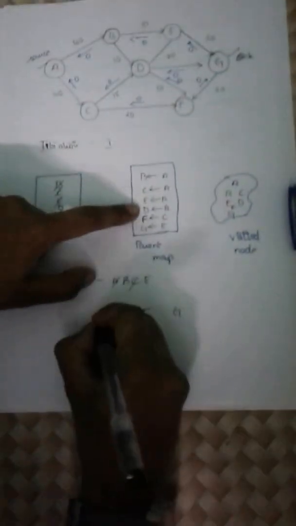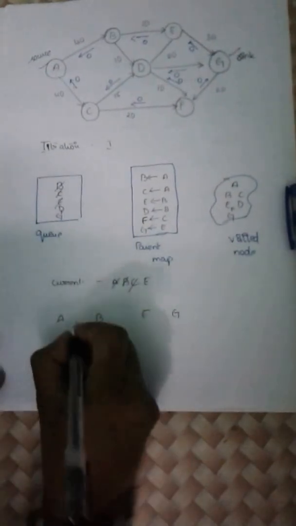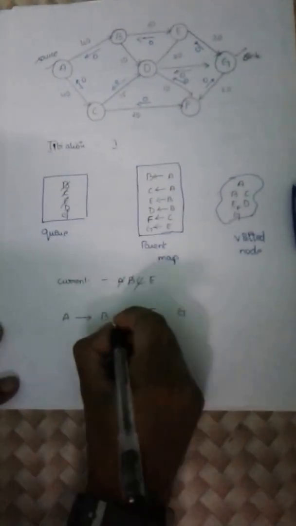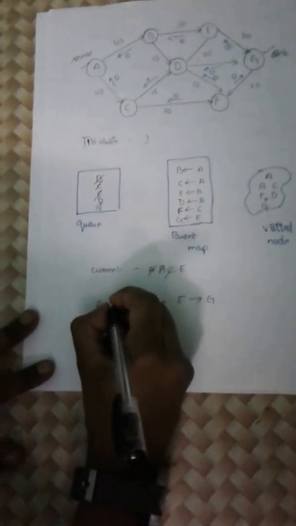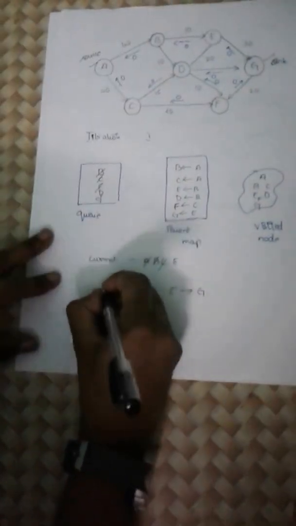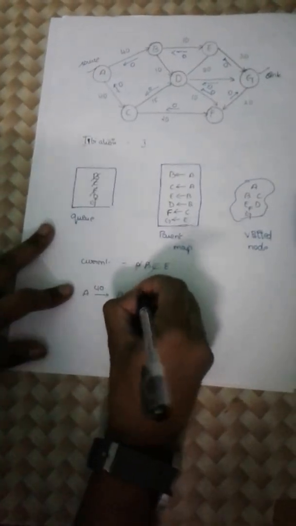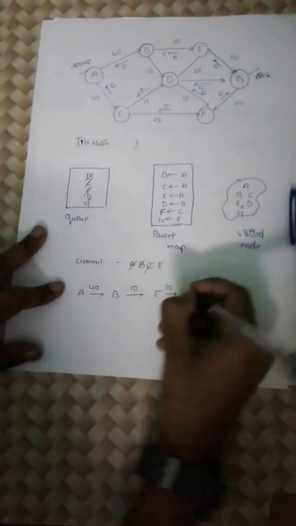Now we have to make the augmenting path. So how it goes, start from here. G is given by E, and E is given by B, and B is from A. So this comes like that, and if we mark the path, A to B is 40, and B to E is 10, and E to G is 30. So the least one will be 10, so I'm going to take that.